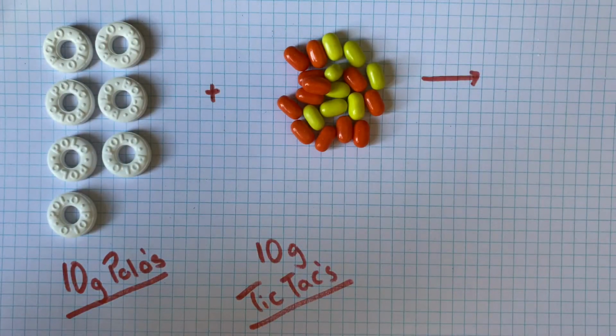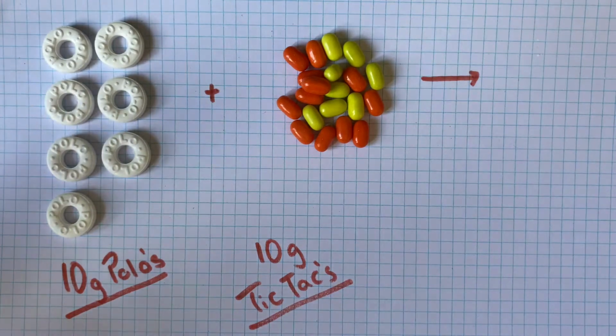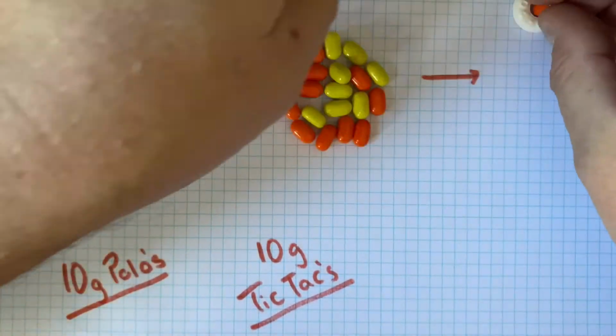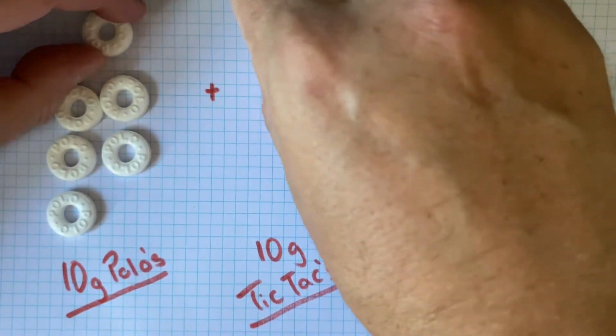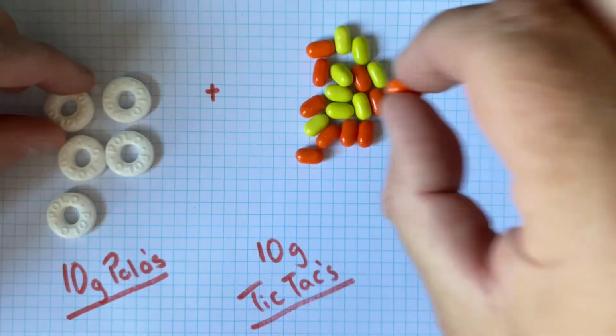So what I'm now going to start doing is reacting the Polos with the Tic Tacs together. So as I showed you at the start, for every Polo, I react it with a Tic Tac. For every Polo, I react it with a Tic Tac, and I'm going to keep doing this.